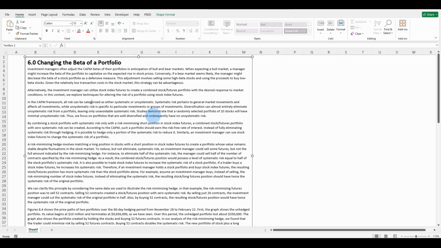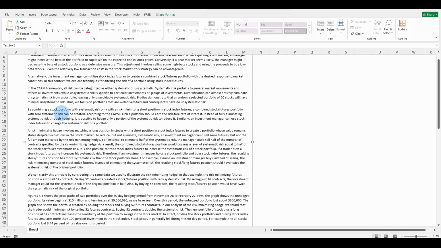Studies demonstrate that a randomly selected portfolio of 20 stocks will have minimal unsystematic risk. Thus, we focus on portfolios that are well diversified and consequently have no unsystematic risk. By combining a stock portfolio with systematic risk only with risk minimizing short positions in stock index futures, a combined stock futures portfolio with zero systematic risk can be created. You get that? So we're being a little creative here. According to CAPM, such a portfolio should earn the risk-free rate of interest.